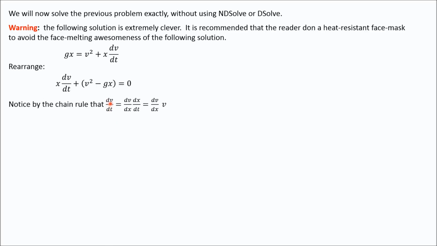where dv/dt is dv/dx times dx/dt by the chain rule, and then dx/dt is just v, so we can make this substitution: dv/dt equals dv/dx times v. And when we make that substitution in here, we get this differential equation. And this is still pretty hard.